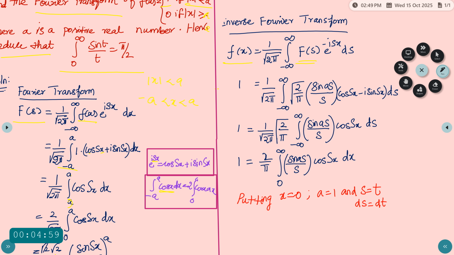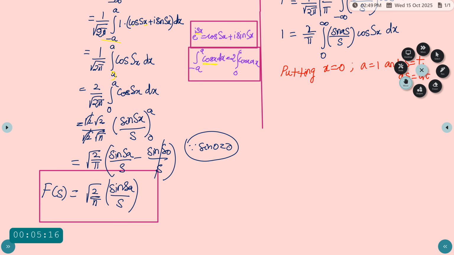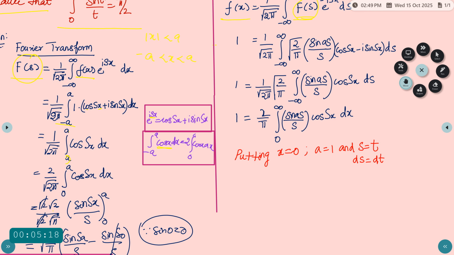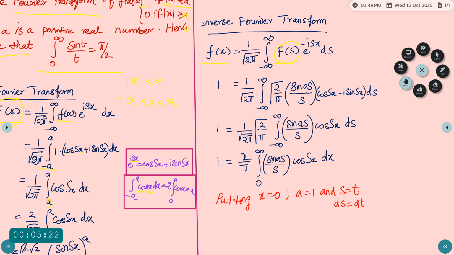What is F of s? The Fourier transform is denoted by F of s. So we are going to apply the value of the Fourier transform of f of x here. What is the value of the Fourier transform? Already we found that the value of the Fourier transform is root 2 by pi, sin as by s. So in the inverse Fourier transform, we are going to apply the Fourier transform here.